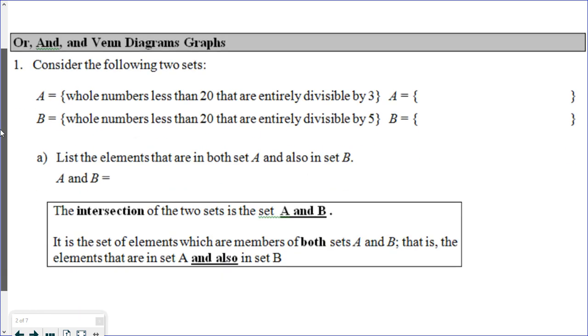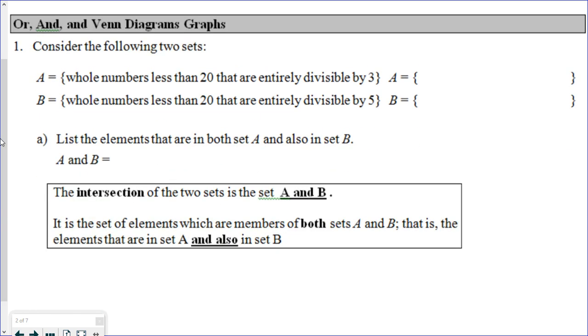So it says consider the following 2 sets. Yesterday, or last day, I'm going to use the word yesterday because I won't remember, we came up with some definitions: set, subset, complement, joint, disjoint, universal set, the empty set. There were lots of different things that we talked about.